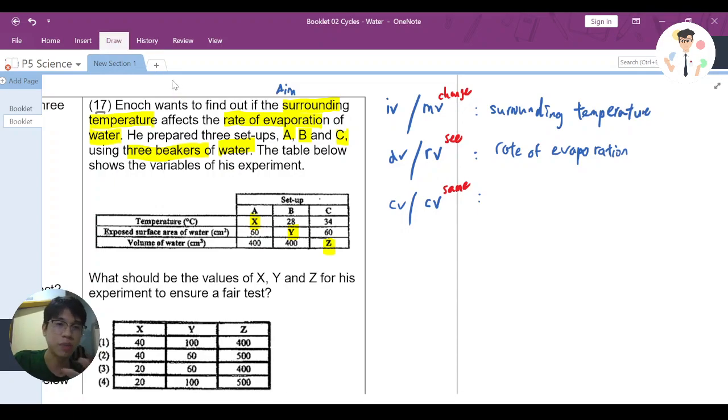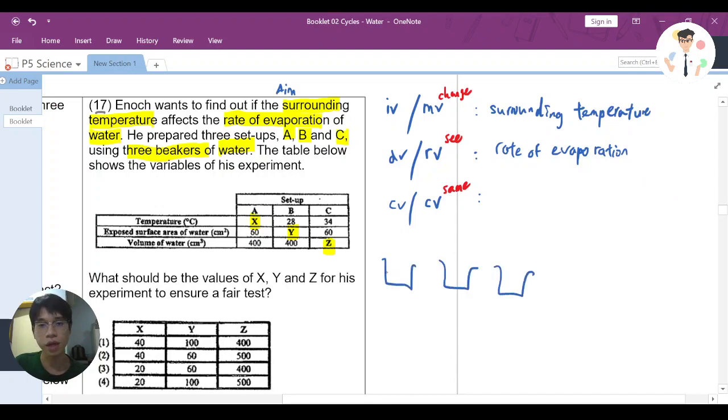Now, let's just jump out from this question and think about it. If I want to find whether the surrounding temperature affects the rate of evaporation, what is the thing we need to ensure is the same? Let's try to draw it out. So, this is the beaker of water. I put water inside. Then I have surrounding temperature. Maybe this is hotter, this is not that hot, this is very hot, for example. So how do I ensure it's a fair test now? For a fair test, I should make sure something is the same, right? So what are the things I need to make sure are the same?